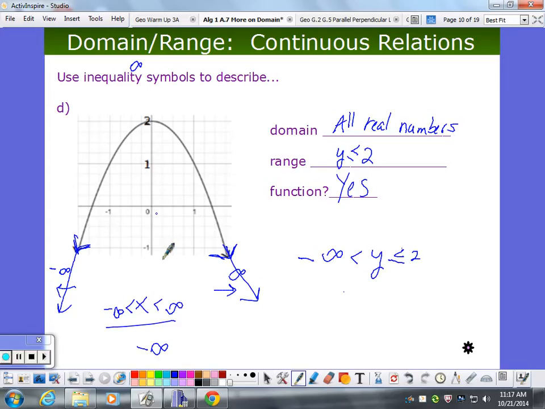Now the range, on the other hand, you're looking this way. And you're basically saying, where do I see stuff? Nothing, nothing, nothing, until I get to 2. And when I get below 2, there's more stuff because I can see the function. So y less than or equal to 2 is the range. All real numbers in the domain.